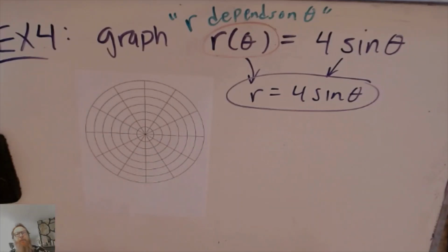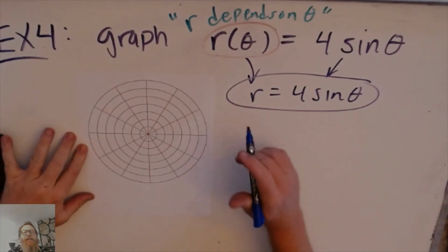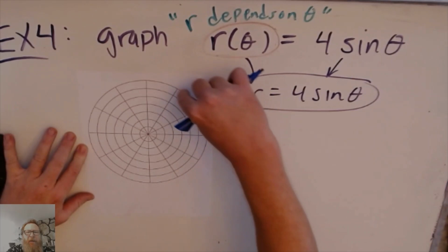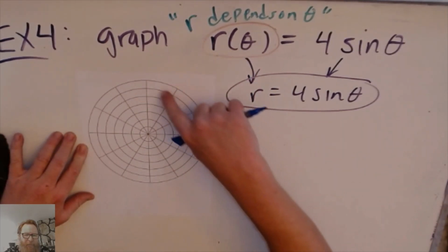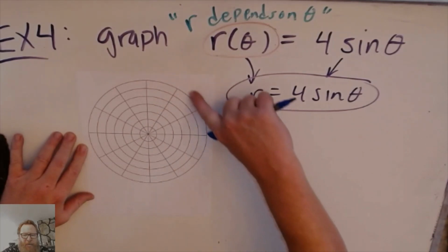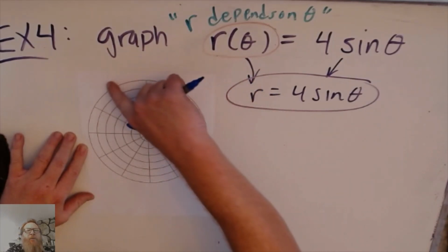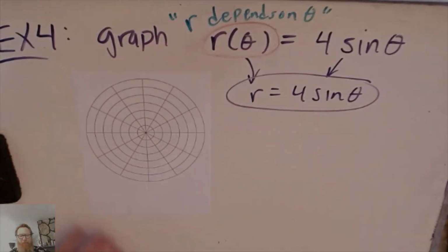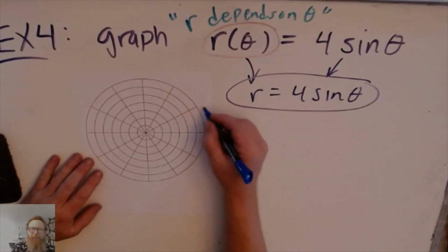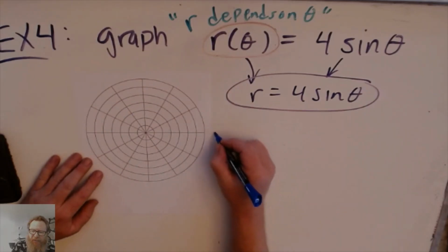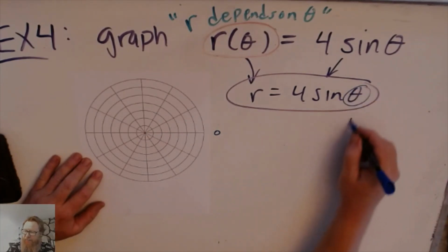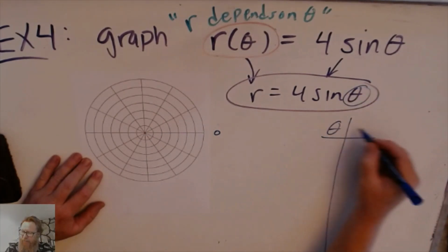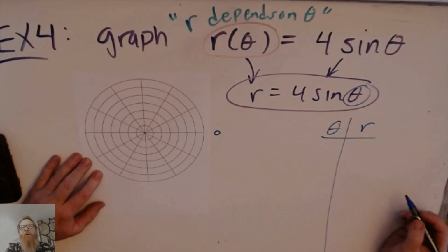So we have some grid here. This is a classic polar graph paper. I've got sectors of pi over, what does it look like? Pi over 3. So this is 30, 60, 90, 120, and so on. So this would be multiples of pi over 6. Let's start at 0. So that's theta, and then we'll figure out what r is.